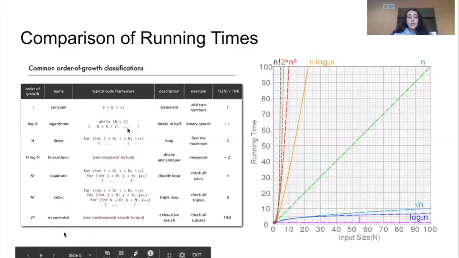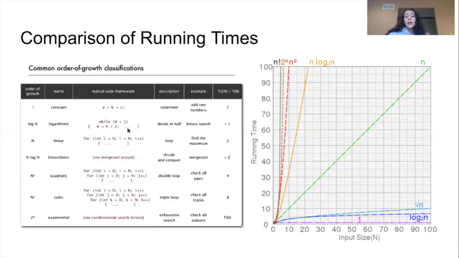And last is exponential, or 2 to the n. This would be checking all subsets, and 2 to the n is extremely inefficient. You want to avoid that at all if you can. You can see in the dark yellow here that 2 to the n increases by a lot as n increases, even only a little bit. So really try to avoid that.